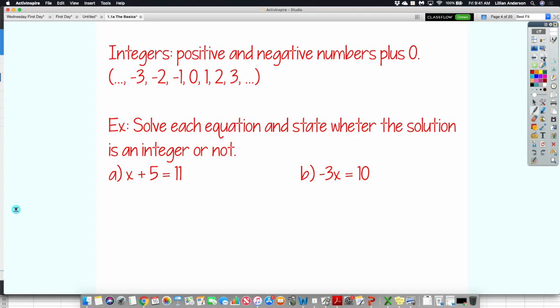On your desk, I want you to solve each equation. Let's see if we can solve a simple equation. And then I want you to state whether or not the solution is an integer. So go ahead and solve this.